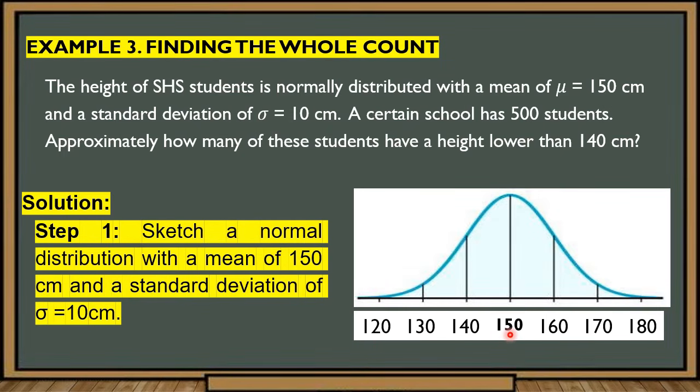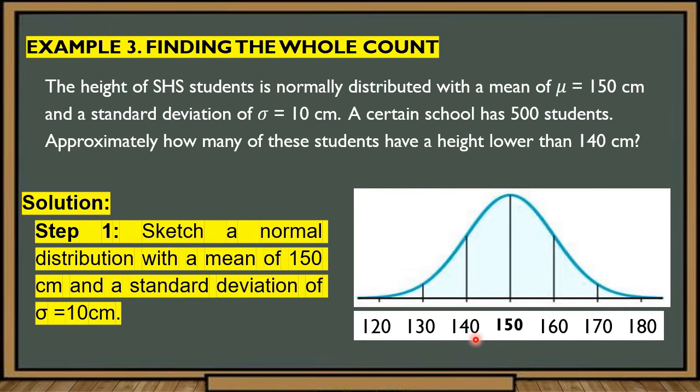Nasa gitna yung mean natin, which is 150 centimeters. So, next, we're going to locate where is our 140 centimeters. Since we are interested in knowing how many students have a height lower than 140 centimeters, hahanapin muna natin saan ba from our normal distribution makikita yung 140 centimeters? Okay, so ito siya, klarong-klaro.